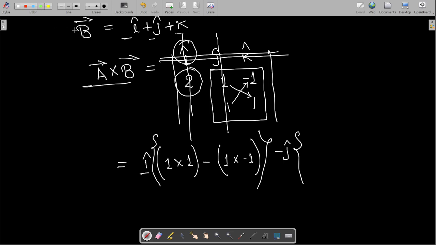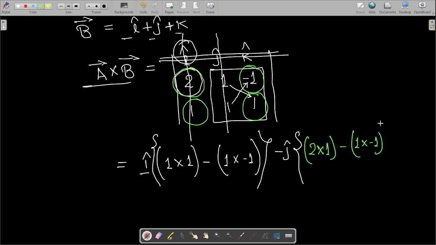Let me use a different color. This 2, this minus 1, this 1 and this 1. So what will happen here? See here, we will multiply this with this, that will be 2 into 1, and then subtract by multiplying this with this. So 1 into minus 1.